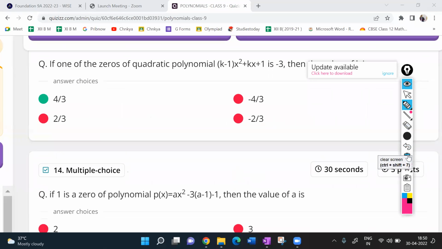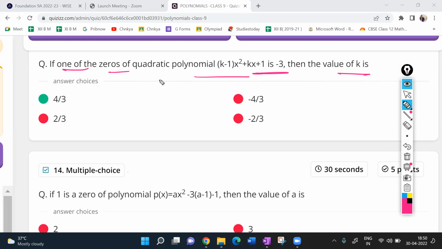So one of the zeros of the polynomial, this one, is minus 3. Then the value of k is what? One of the zeros of this polynomial is minus 3. Then what is the value of k?